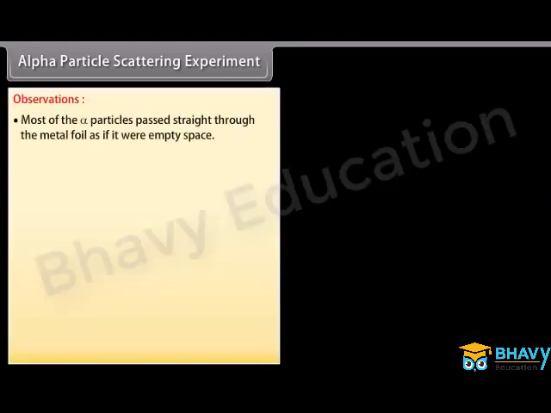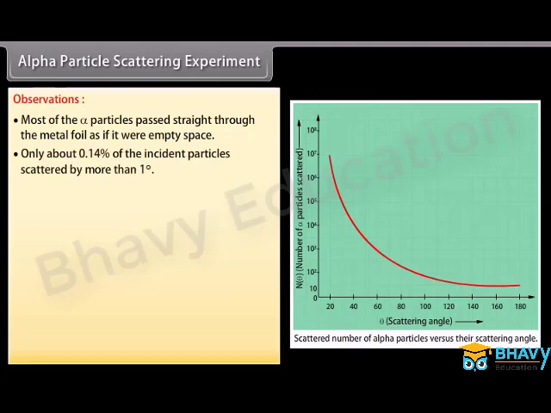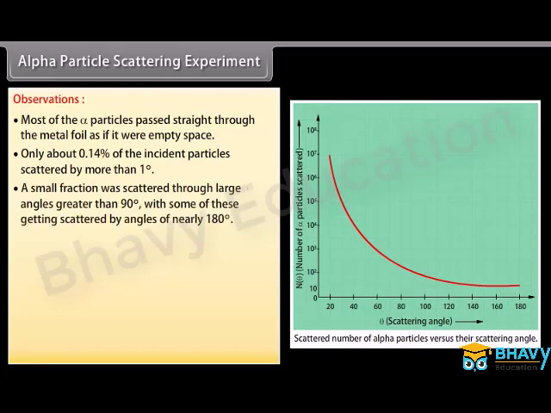Observations. Most of the alpha particles passed straight through the metal foil as if it were empty space. Only about 0.14% of the incident particles scattered by more than 1 degree. A small fraction were scattered through large angles greater than 90 degree, with some of these getting scattered by angles of nearly 180 degree.